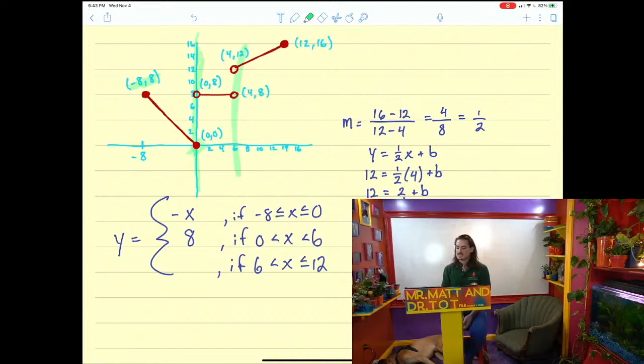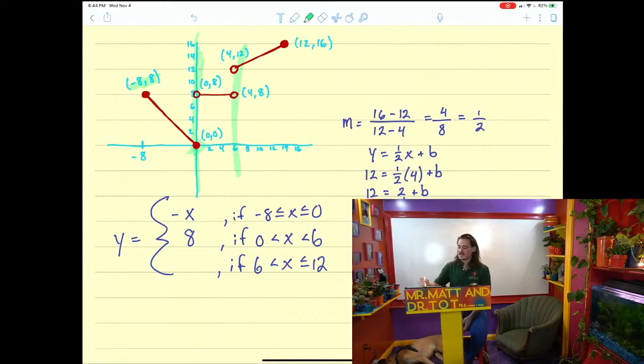Then in between 0 and positive 6, we have a horizontal line at y is equal to 8. So we have y is equal to 8 if 0 is less than x, which is less than positive 6. And lastly, we needed to calculate the equation of the last segment. So I just took the two points 4, 12 and 12, 16, and I calculated the slope between them. So 16 minus 12 is 4, 12 minus 4 is 8, 4 over 8 is 1/2. So this graph has a slope of 1/2.